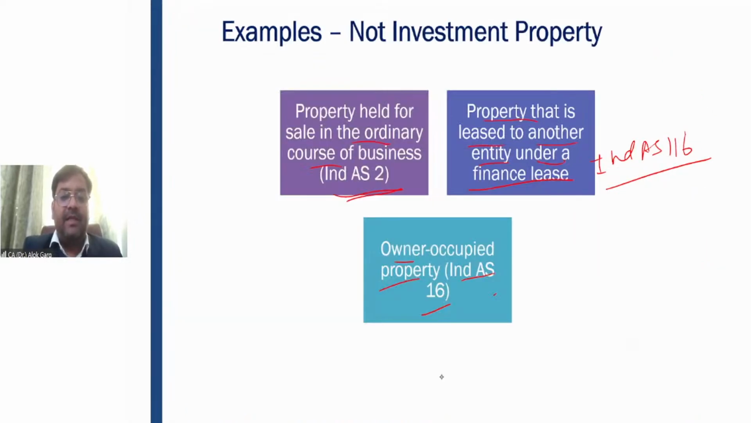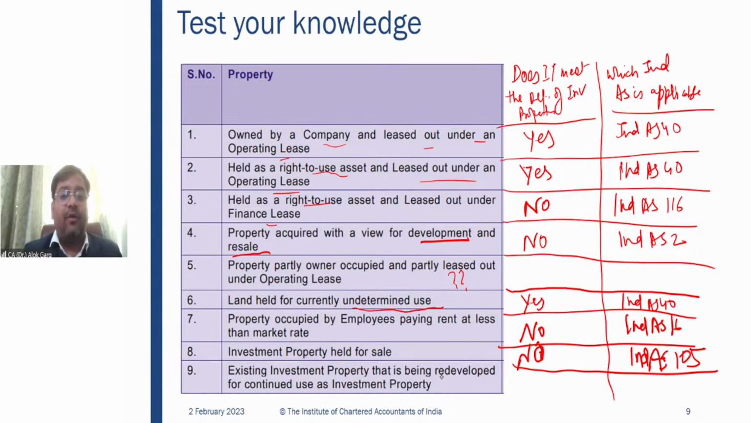Existing investment property that is being redeveloped for continued use as an investment property. So there is an existing investment property. There was a building, and in the building there were 3 floors, right? And all the 3 floors were on a rental basis. Now the company is constructing a 4th floor, and the objective of the 4th floor is also to provide it on a rental basis. So friends, in that case, whether it will be investment property or not, of course it will be investment property, right?